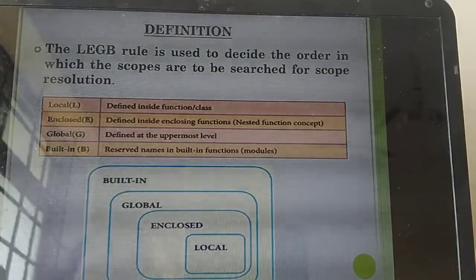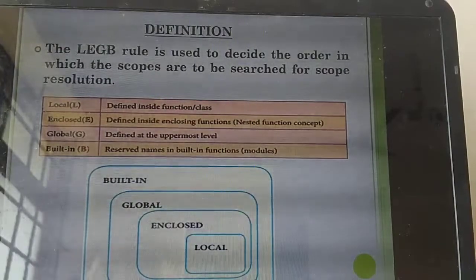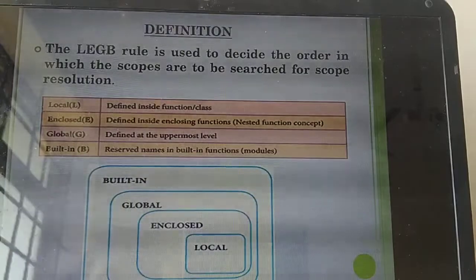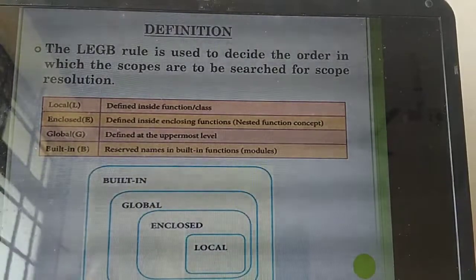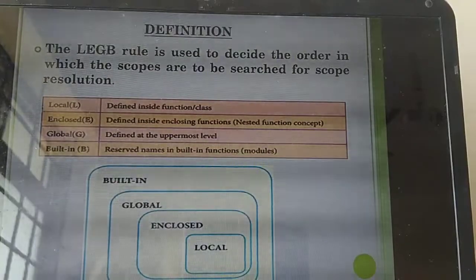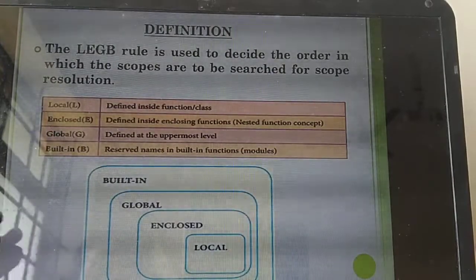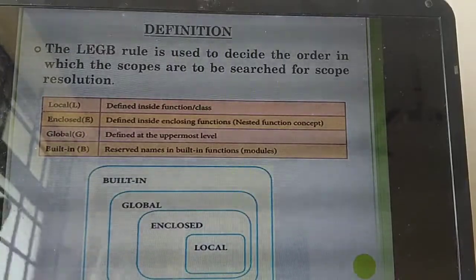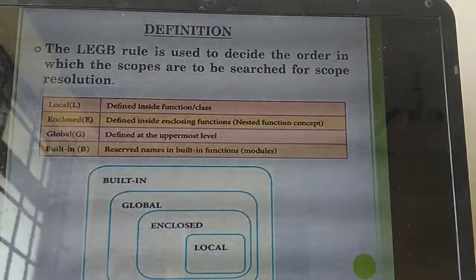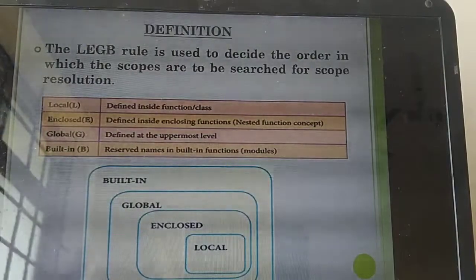Then enclosed scope is nothing but a nested function. What do you mean by nested? You must have studied this thoroughly in 11th standard. A function or class defined inside another function or class is called a nested function. What do you mean by enclosed? That means defined inside another one. That is enclosing. So what is the enclosed scope? It is defined inside another function. That means the variable is defined inside the enclosing function.